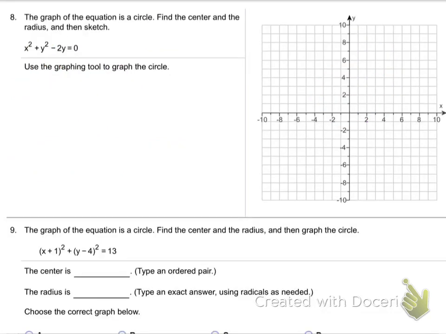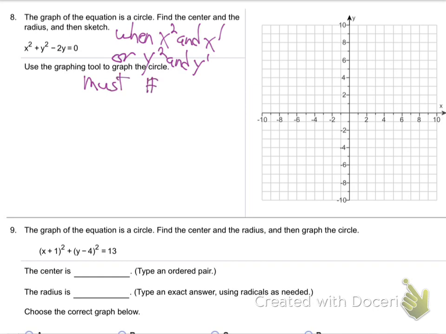Okay, now number 8 is going to be a little harder. When they have x squared and regular x, or y squared and regular y, you must take the number next to y to the first, or x to the first, over 2 squared, and add it to both sides.